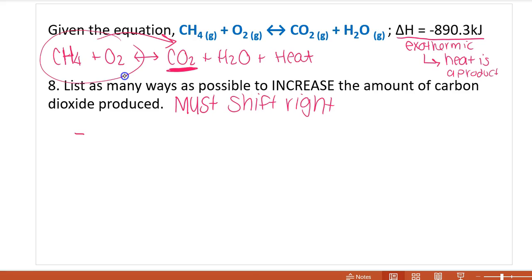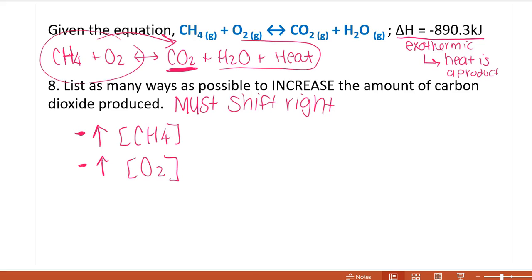So that means to force equilibrium to shift to the right, we could increase the concentration of methane. We could increase the concentration of oxygen. Since they're both on the left, if we increase, it's going to shift away, it's going to go to the right. Well, we could also subtract anything on the right, because if we subtract something on the right, it's going to stay on the right. So I can decrease the concentration of H2O, or I could remove heat. I can decrease the temperature.